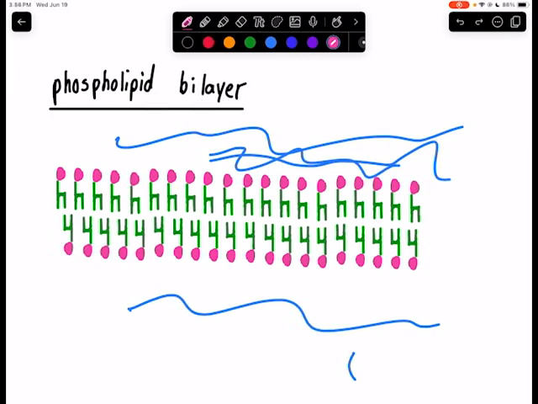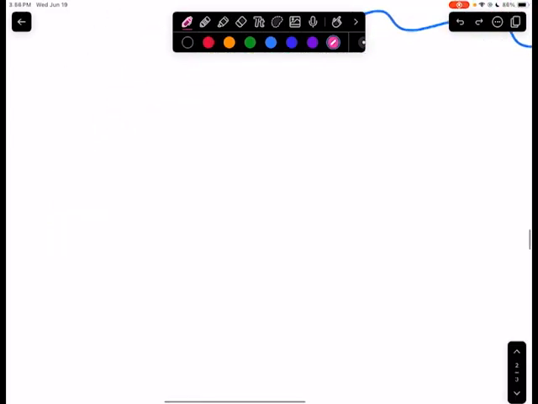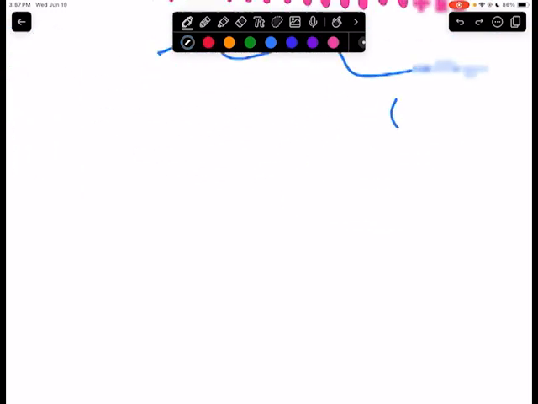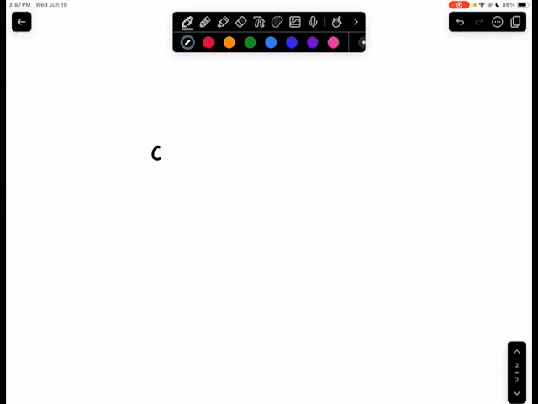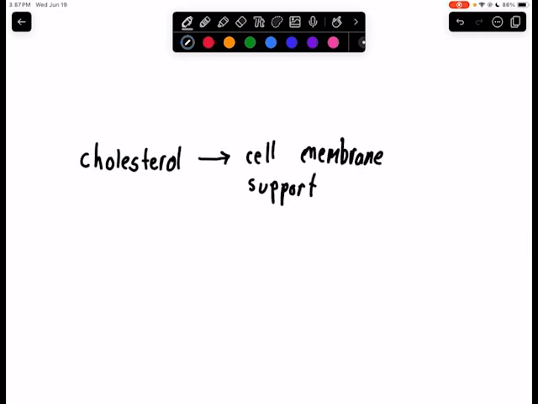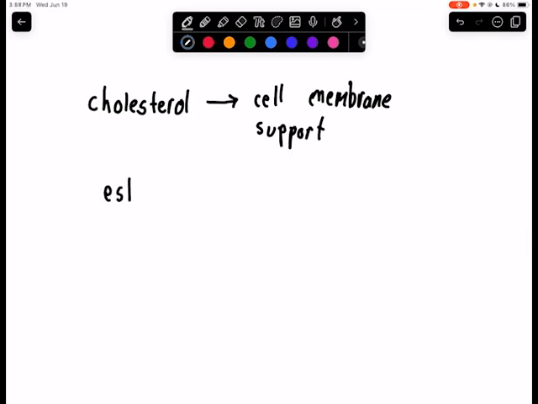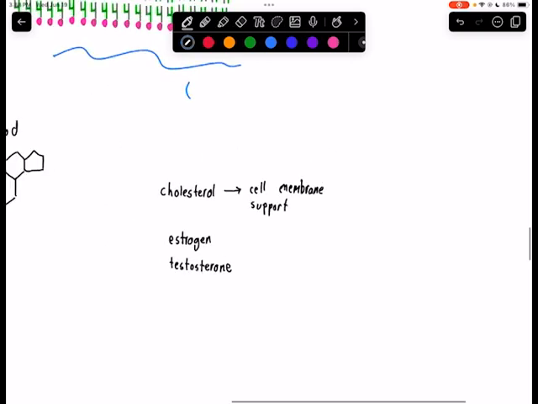And then finally, we have some other assorted things where we have steroids. And these aren't super important. They don't come up as much as phospholipid bilayers, but it is important to know. So steroids are used for signaling, and they have this ring structure. It looks like this, right? It kind of looks like that. It's not super important, but you have things like cholesterol, and that's used for cell membrane support. When you have sex hormones like estrogen, testosterone. And that's about it for lipids.